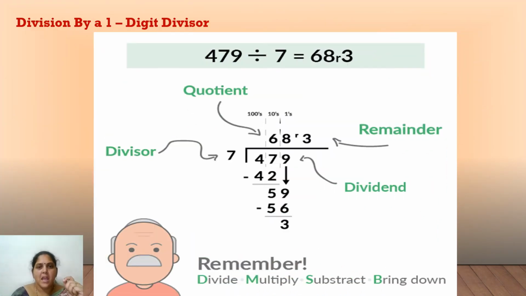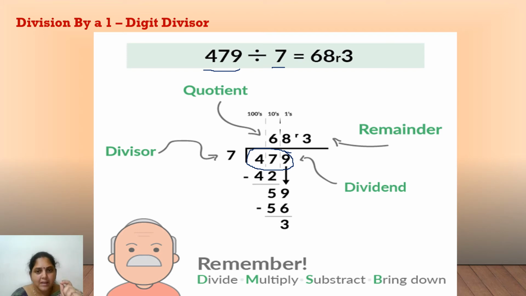Now we will see how to divide a number with a single digit number. So what is my number here? 479 should be divided by 7. So what is my dividend here? Dividend means the number which we are going to divide. So our number is 479, that is our dividend.